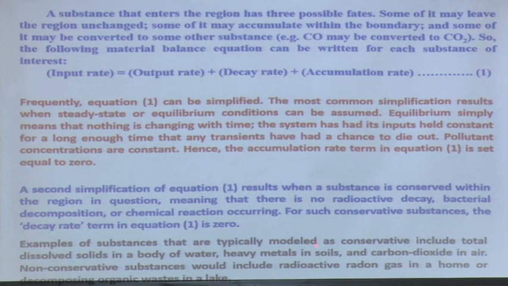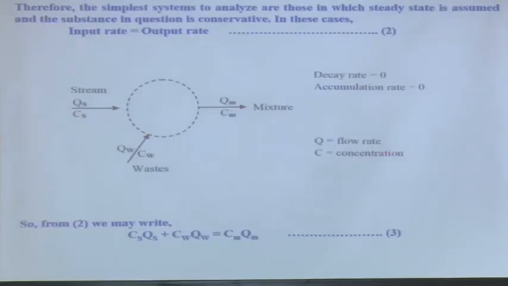Examples of substances that are typically modeled as conservative include total dissolved solids in a body of water. There is no further decay, it is dissolved, that is it. Others are heavy metals in soils and carbon dioxide in air. Non-conservative substances would include radioactive radon gas in a home or decomposing organic waste, because that has kinetics with it, so the rate of decay changes with time.